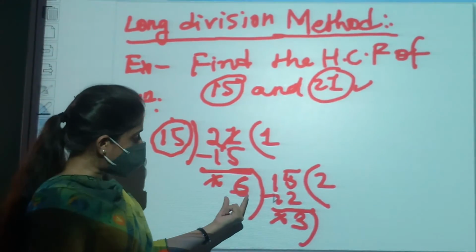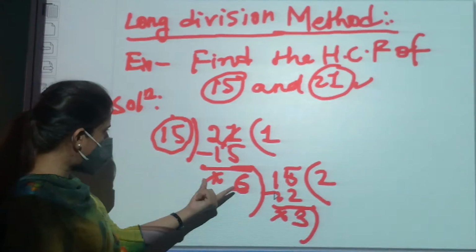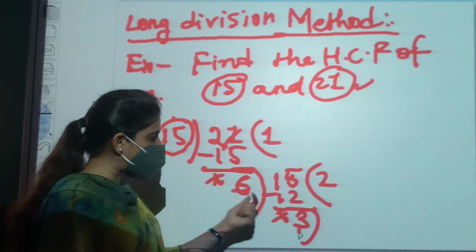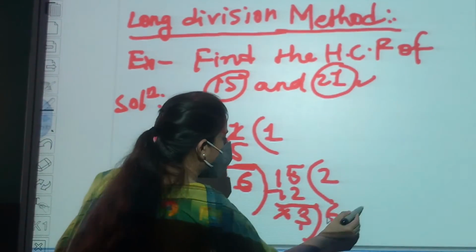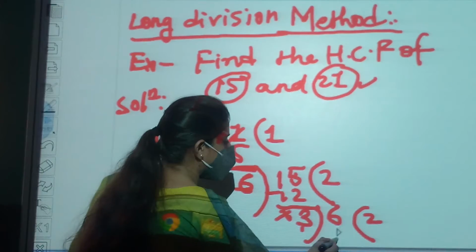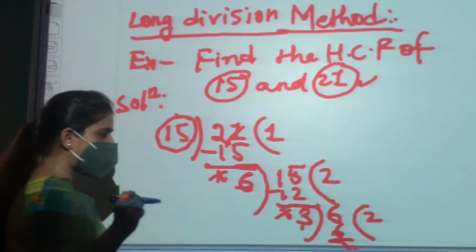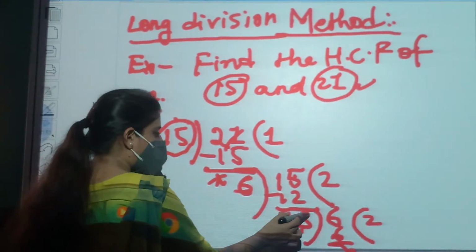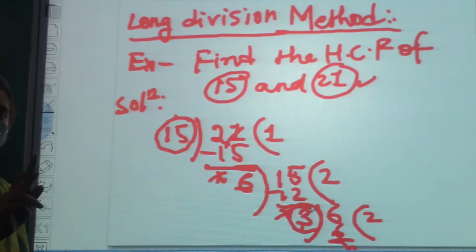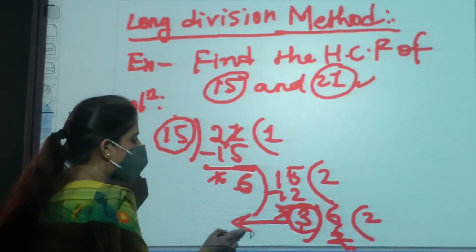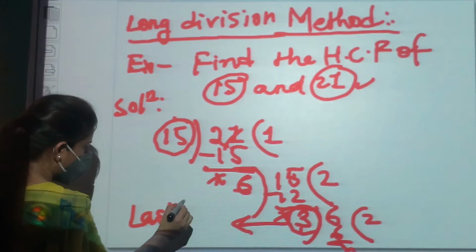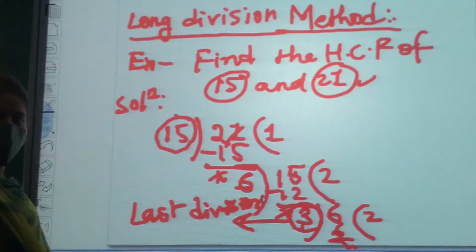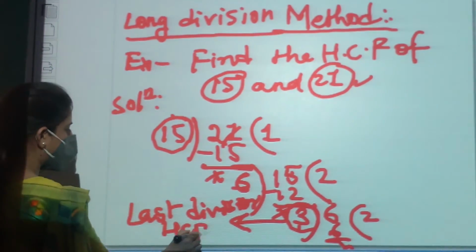Now here 6 is the remainder of our previous division. We have got 3 as remainder. Again we will divide by the next remainder. 3 twos are 6. We will keep dividing until we get no remainder, 0. Okay. Now the last divisor, listen to it clearly: the last divisor is our HCF.